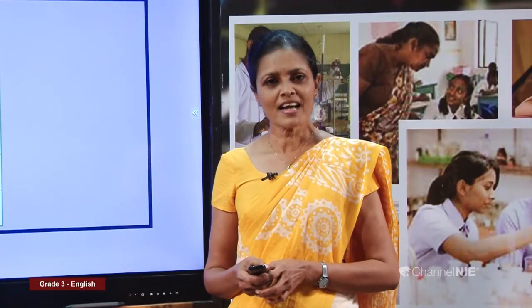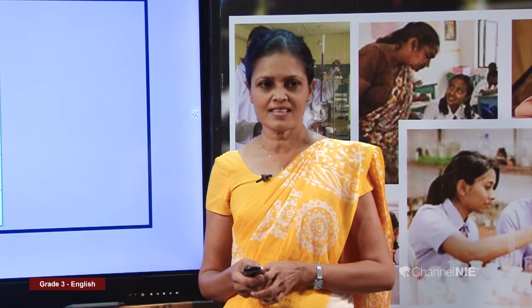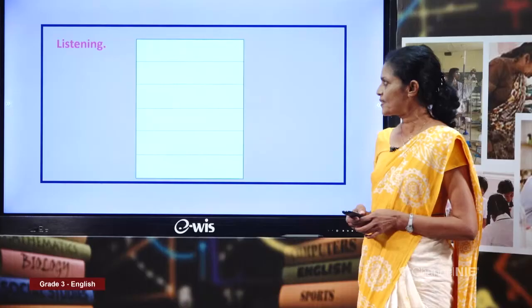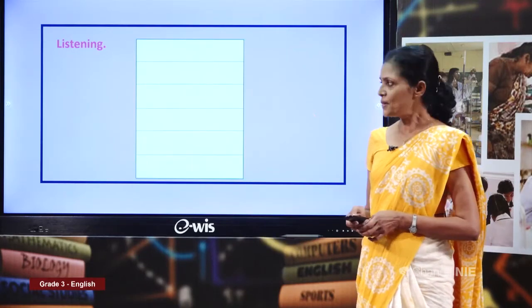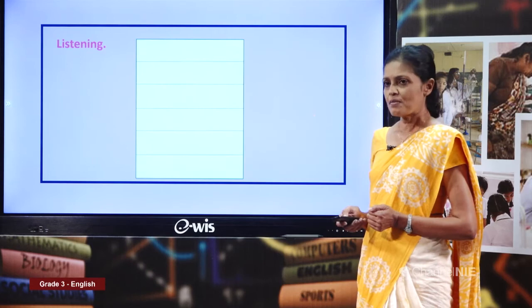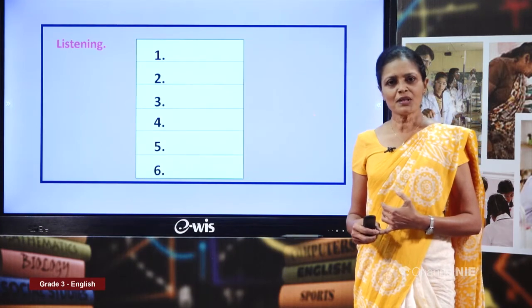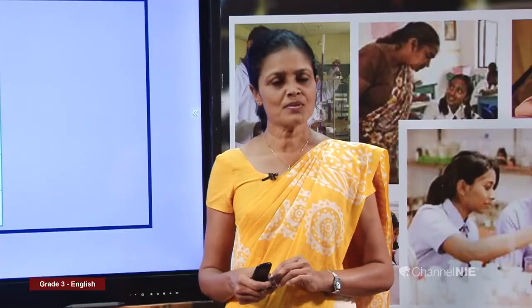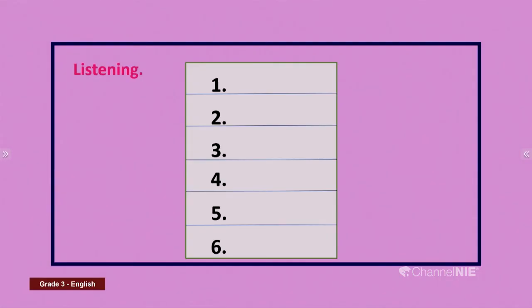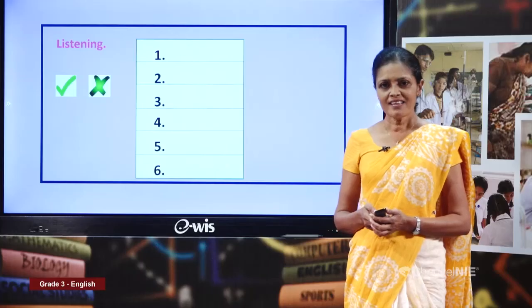Children, now take out your writing books. We are going to do a listening activity. Take your pencil also. Now, write numbers 1 to 6. Number 1, number 2, number 3, number 4, number 5, and number 6. Now, children, we are going to do a listening activity. I am going to say a word. If the word begins with k sound, put a tick. If it is not k sound, put a cross. Are you ready? Yes, let's start.